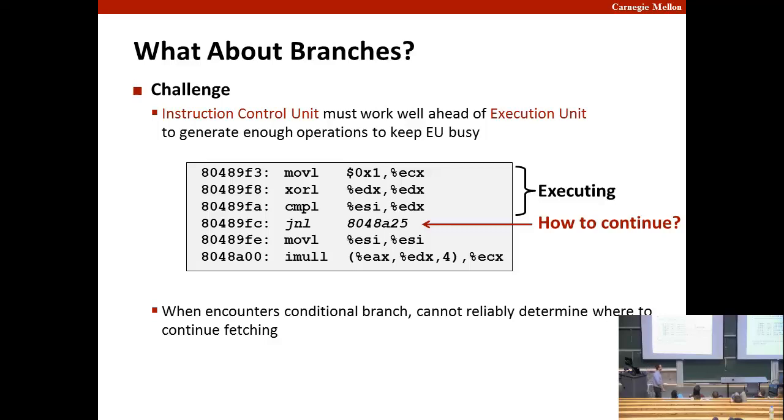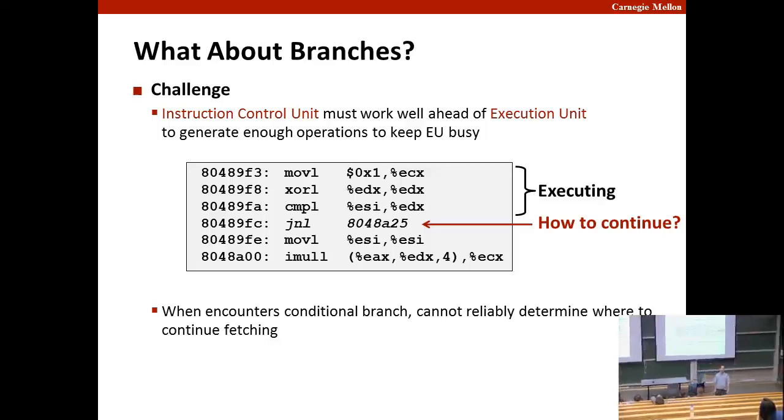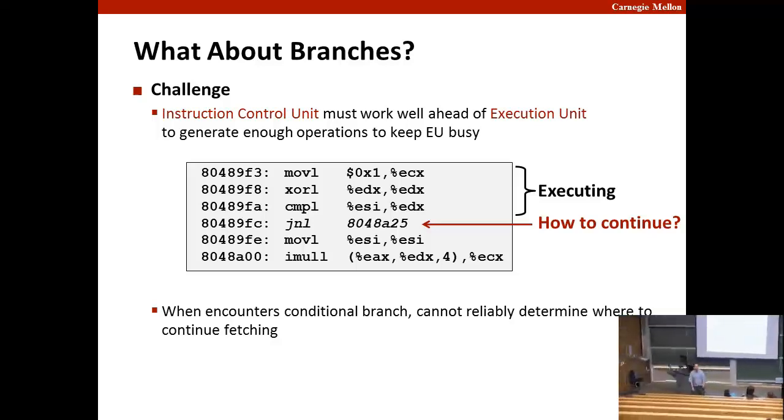Branches are a pain in the neck, right? Jumps. When we encounter a conditional branch, we can't reliably determine where to continue fetching. If we can't reliably determine where to continue fetching, our pipeline can stall. Do I take this instruction or this instruction? If I don't know the answer, I have to wait until I evaluate some variable to determine what's going on, and then figure out my stream. And just stall my pipeline in between. That's a problem. The other thing I can do is guess.